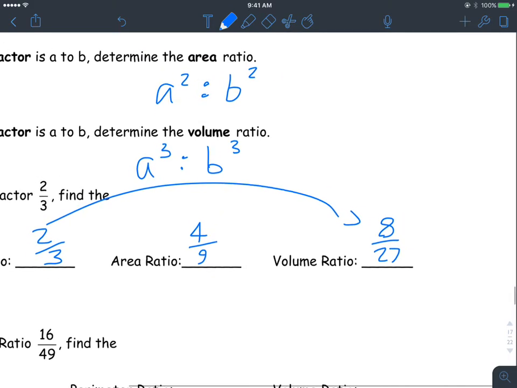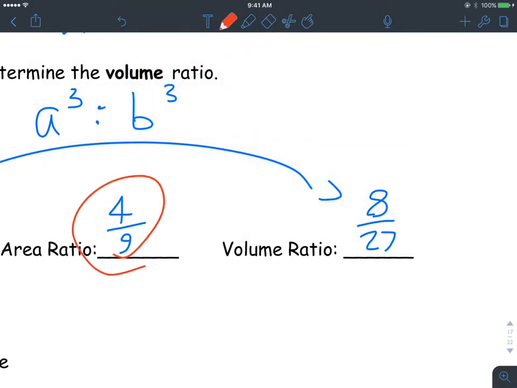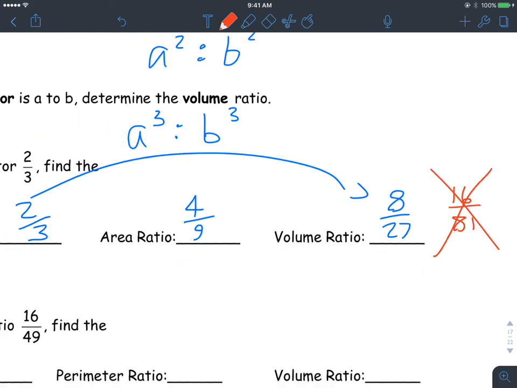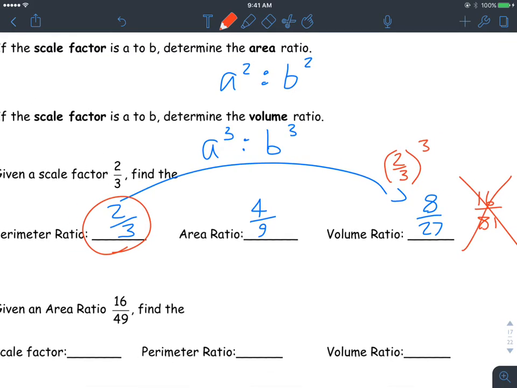And you've got to be careful. Sometimes I'll have students that will want to take the area ratio and then square that, so you square twice. So I'll have some students put something like 16/81. So you've got to be careful. You're cubing the scale factors. So be careful there on that.